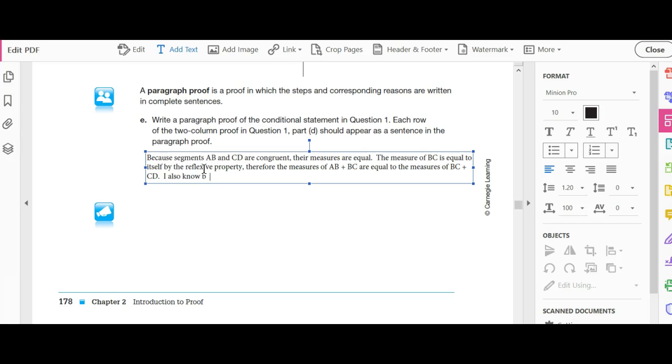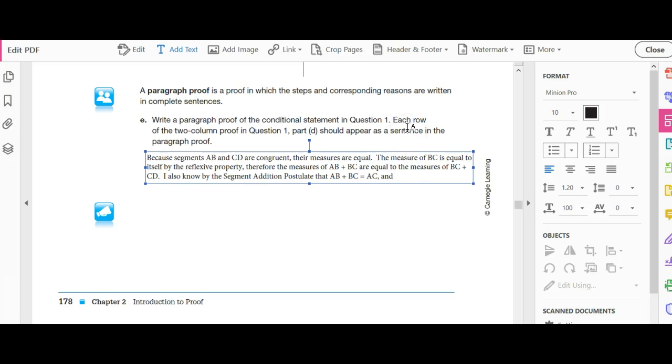I also know by the segment addition postulate that AB plus BC equals AC. Now I should be writing segment AB plus segment BC, or the measure of segment AB plus the measure of segment BC equals the measure of segment AC. But I don't have those tools right here on this calculator. So if I was doing this on the board, I'd be writing M, and I'd be putting the segment symbol over these letters here, right?